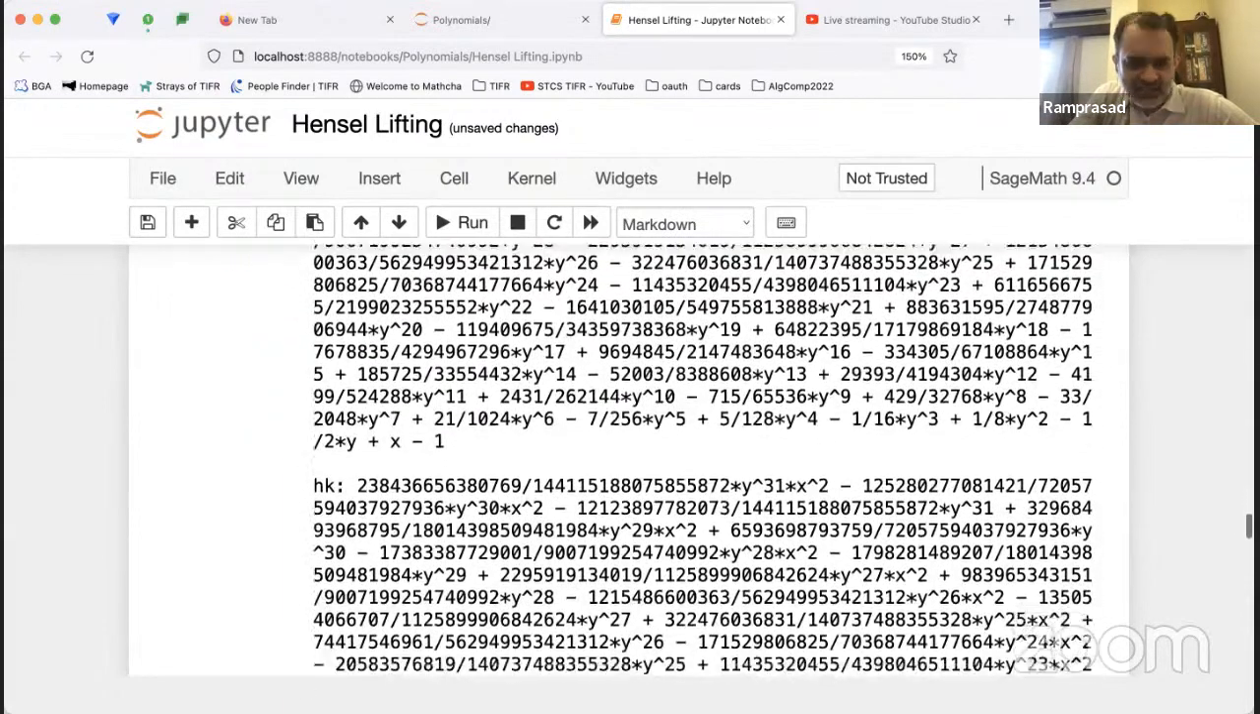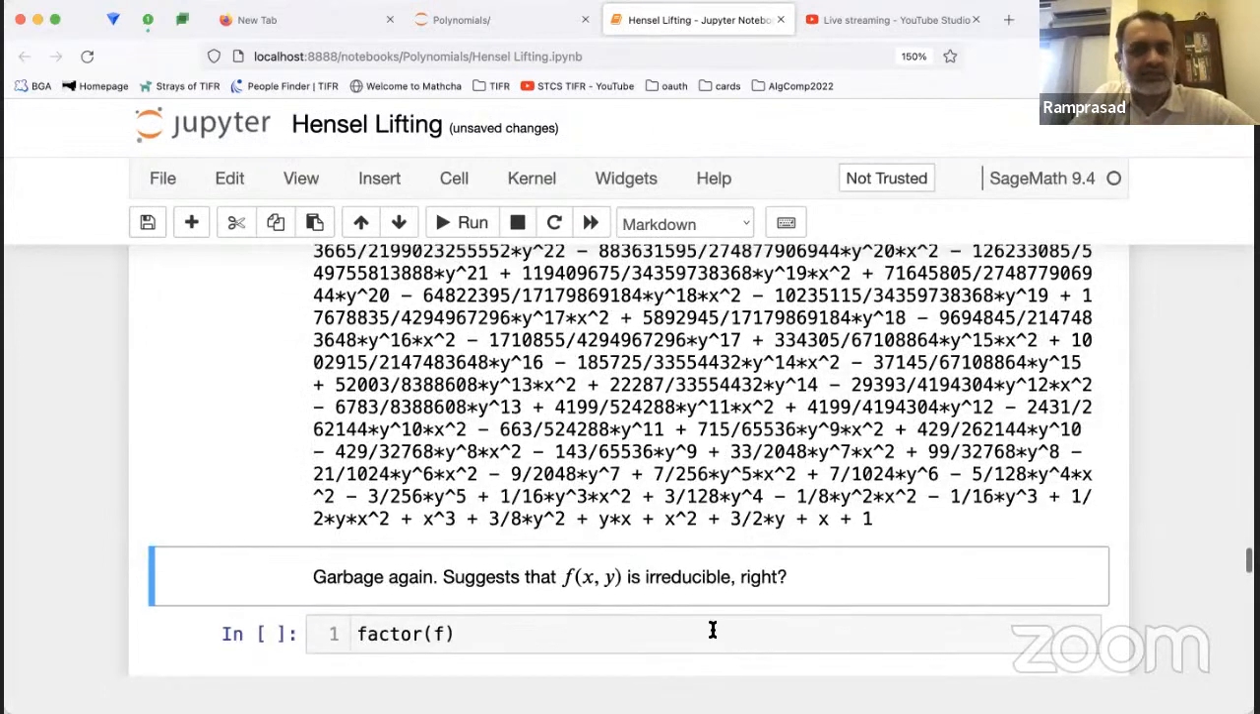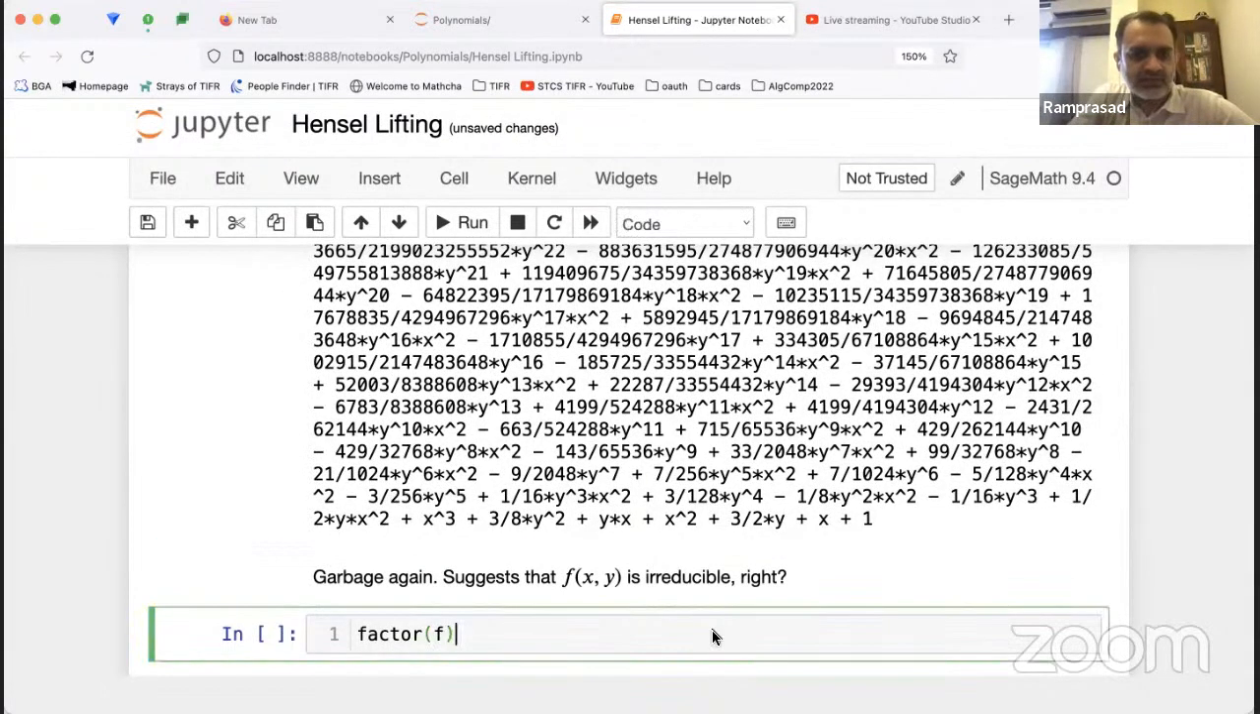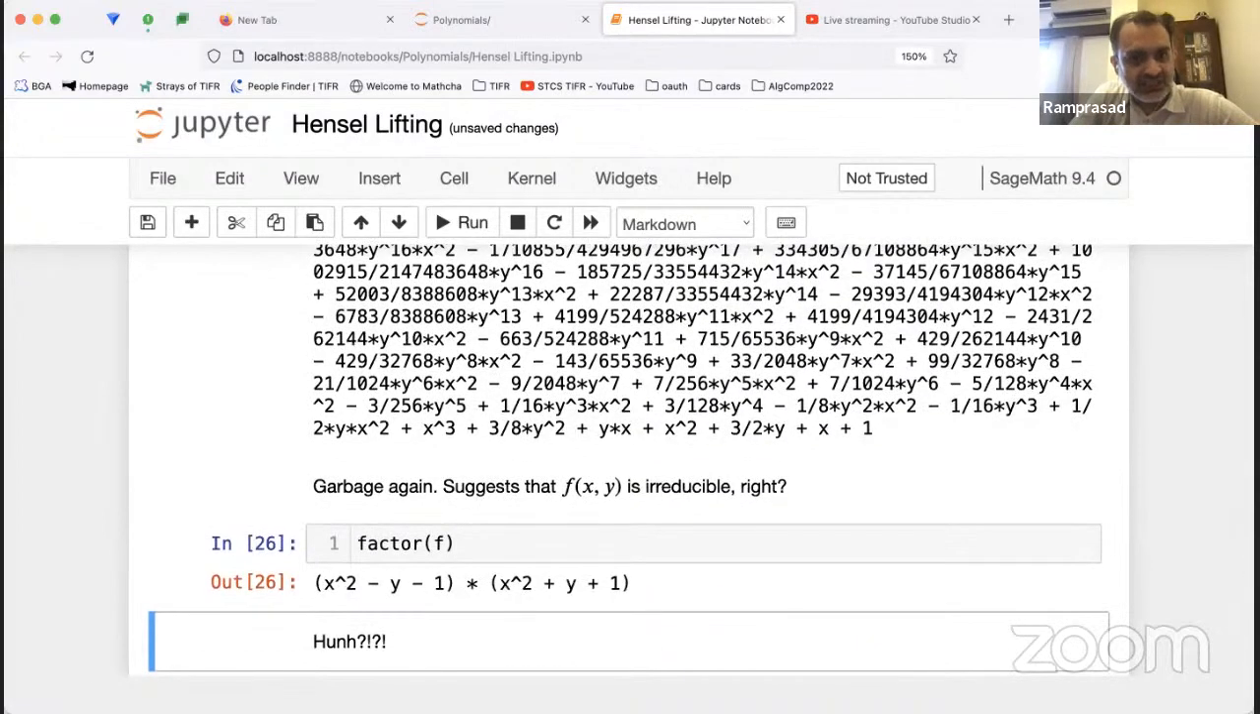And this probably is going to suggest that f of x is irreducible, because last time we got garbage. But if you try to factor it, you actually get two different factors. So f was not irreducible. But for some reason, once again, when we lifted it, we ended up getting garbage. So we need to somehow convince ourselves how we are going to distinguish example 2 and example 3.